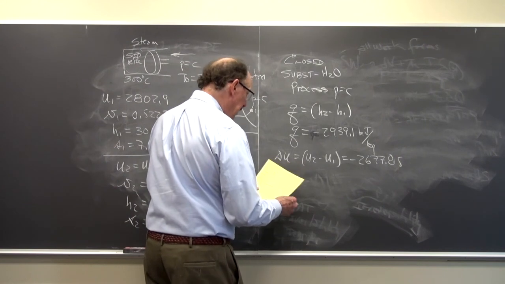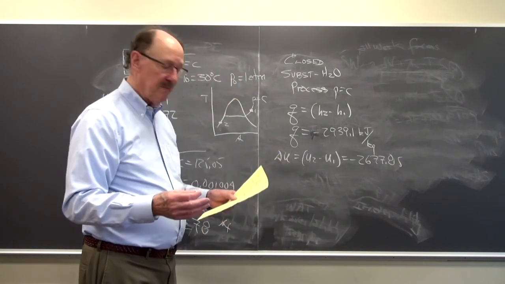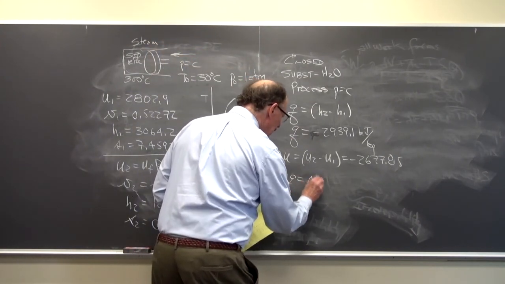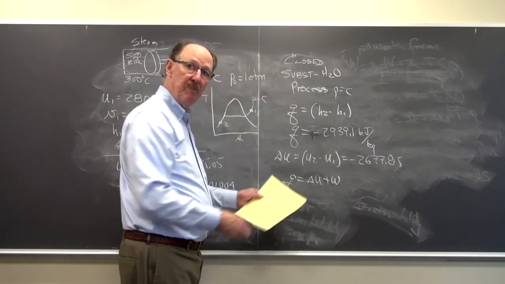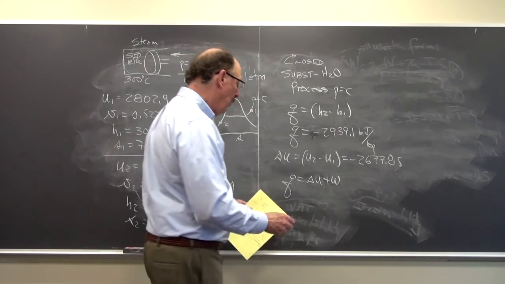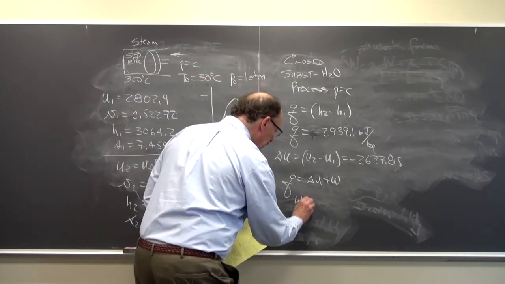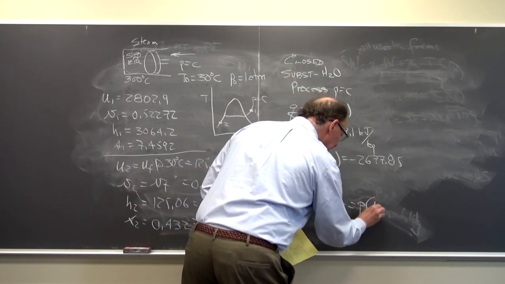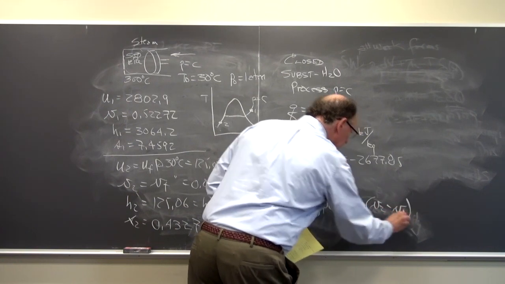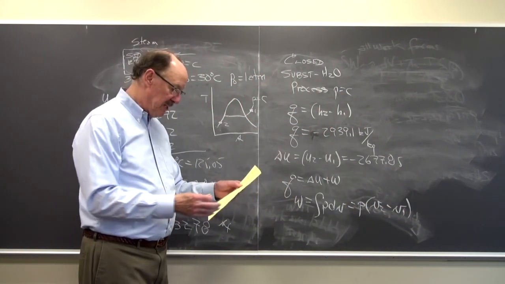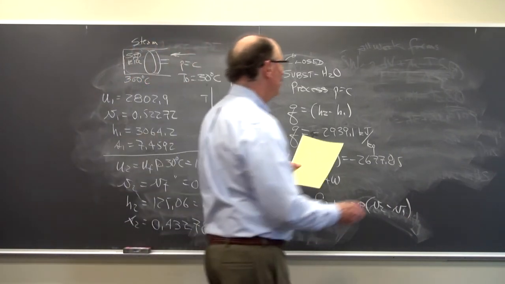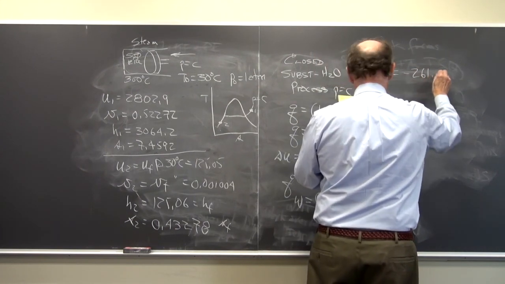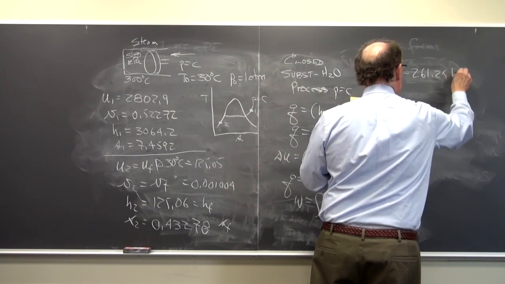I can find W two different ways. I could use the first law analysis, so I could use Q is equal to delta U plus W, and since I know these two terms, I can find W. Or if you want, W is equal to the integral of P dV. P is constant, so it's P times V2 minus V1. Whichever way you do it, you'll get the same result for work. And so we get that the work is equal to minus 261.25 kilojoules per kilogram.